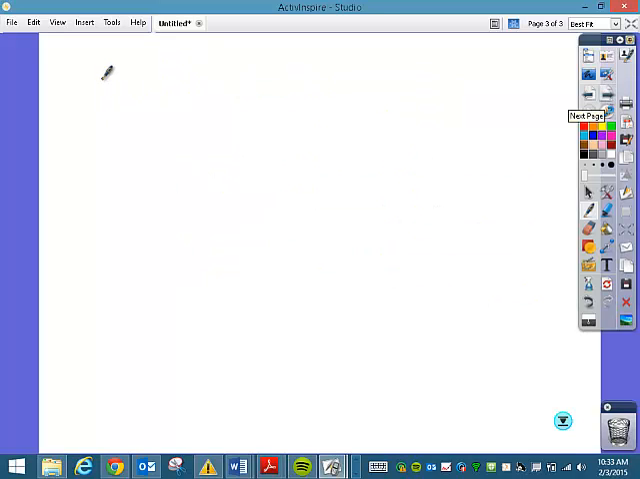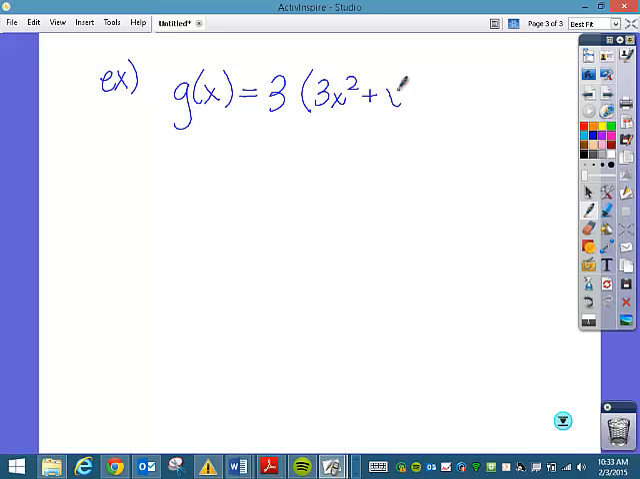Alright, let's do another example. g of x is equal to 3 times 3x squared plus x cubed all to the 5th. So this is my u. Sometimes it's helpful to write it out. This is u. So u prime would then be 6x plus 3x squared.